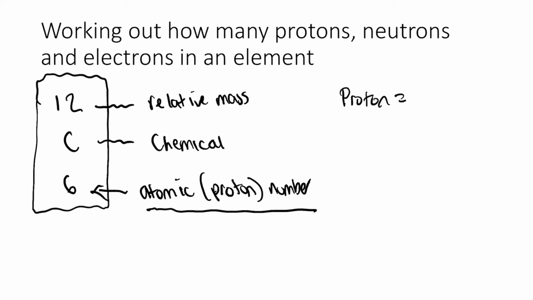That number tells you how many protons. So for carbon, it has an atomic number or a proton number of 6, therefore it has 6 protons. Now electrons is also very easy.